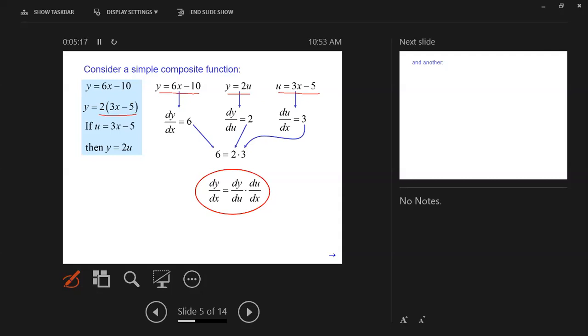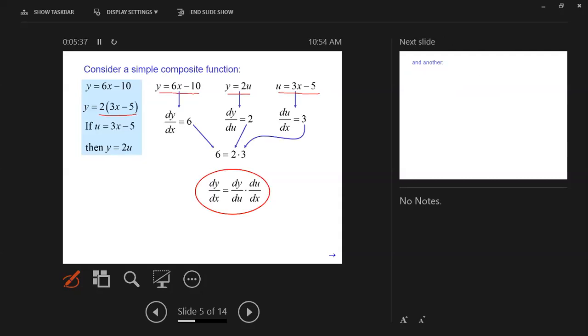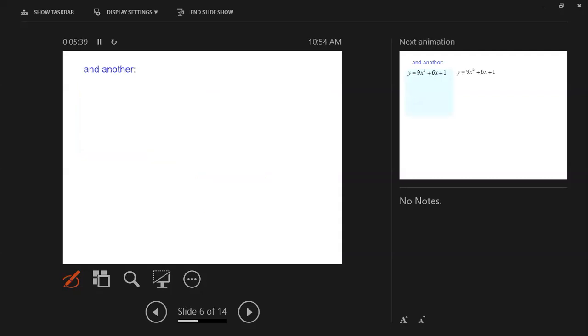So if I break a function down into two functions, one composed of another, like a chain, we'll see more why it's a chain down the road. Then I can just take the derivative of the y function in terms of u times the derivative of the u function in terms of x, and I would get dy/dx. That is the beginnings of our chain rule. We'll jot that down in a minute. Okay, let's do another one.